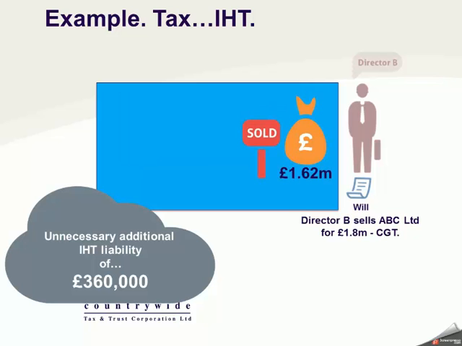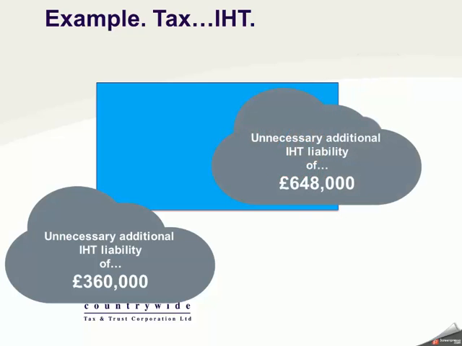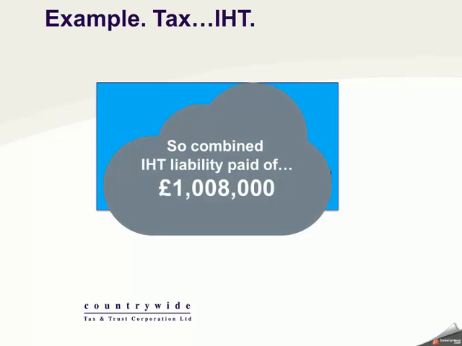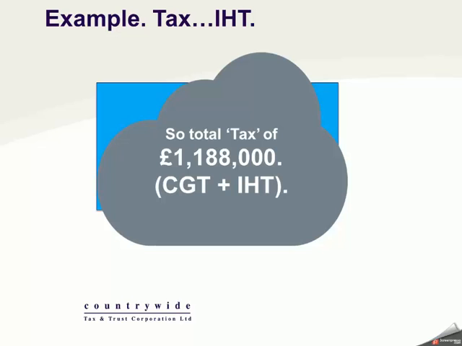Meanwhile, as previously discussed, let's say Director B sold ABC Limited and he was left with 1.62 million after the capital gains tax entrepreneurial relief applied. So 1.62 million at 40% creates a further £648,000 of inheritance tax. So combined, out of that £1.8 million business, in excess of £1 million has been lost to inheritance tax just through the circumstances they had. So if you add that on to the capital gains tax of £180,000 that was also paid when Director B sold the business, it's £1.188 million.